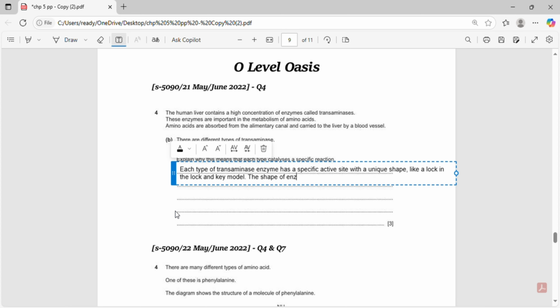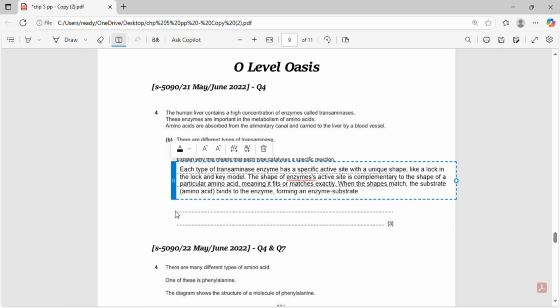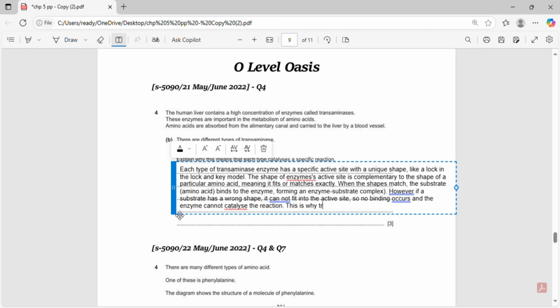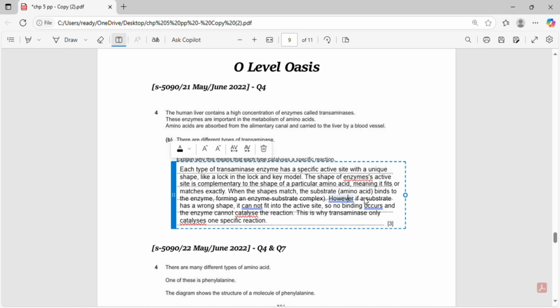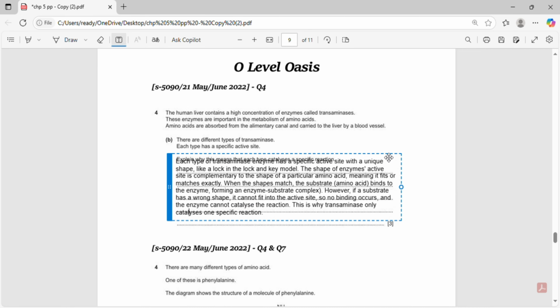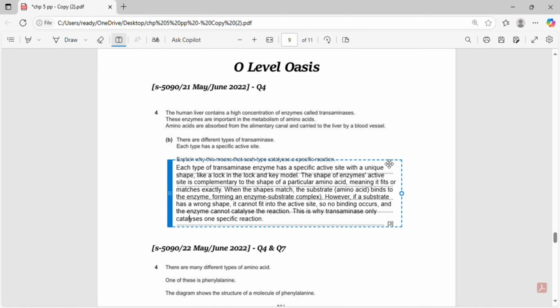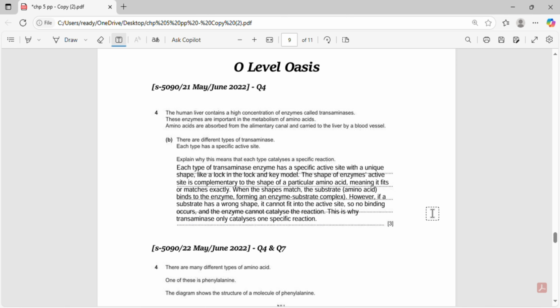The shape of the enzyme's active site is complementary to the shape of a particular amino acid, meaning it fits or matches exactly. When the shapes match, the substrate, which is amino acid, binds to the enzyme, forming an enzyme-substrate complex. However, if a substrate has the wrong shape, it cannot fit into the active site, so no binding occurs and the enzyme cannot catalyze the reaction. This is why each type of transaminase only catalyzes one specific reaction. That explanation clearly shows why the specificity of the active site means each enzyme only works on one reaction.